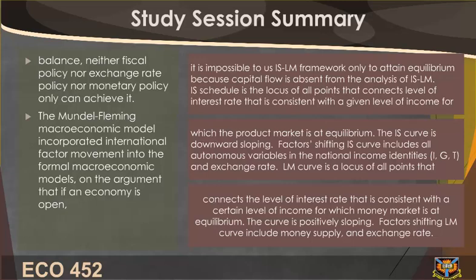The LM curve is a locus of all points that connect the level of interest rate that is consistent with a certain level of income for which the money market is at equilibrium. The curve is positively sloping. Factors shifting the LM curve include money supply and exchange rate.